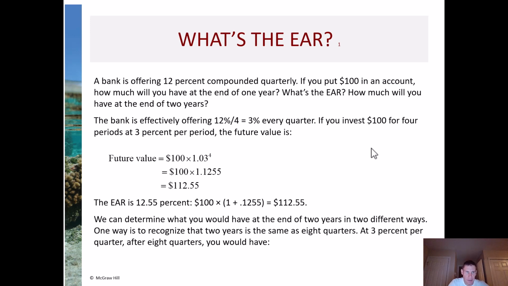So the bank's effectively offering 12% divided by 4 because they're compounding it quarterly, right? So there's your 4 periods, all within 1 year. So it's basically 3% every quarter. If you invest $100 for 4 periods at 3% per period, the future value is 100 that you invested times 1.03, 3% per quarter, to the power of 4. If you simplify that out, we get 100 times 1.1255. Thus the investment at the end of the year will be worth 112.55.